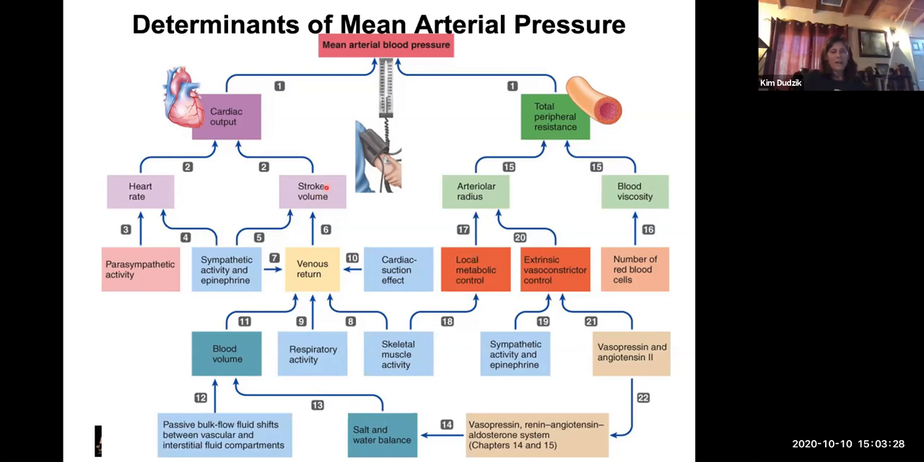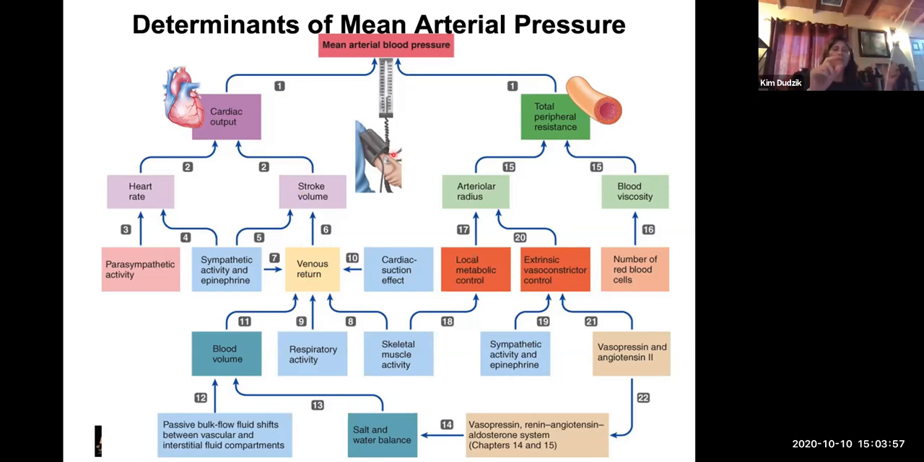That was stroke volume. Well, what affects heart rate? Your parasympathetic and sympathetic activity. What affects stroke volume? We just looked at this, venous return. What affects venous return? Volume, respiratory activity, your skeletal muscle activity, cardiac suction. So again, this is just stepping you through one at a time to put all of this together.